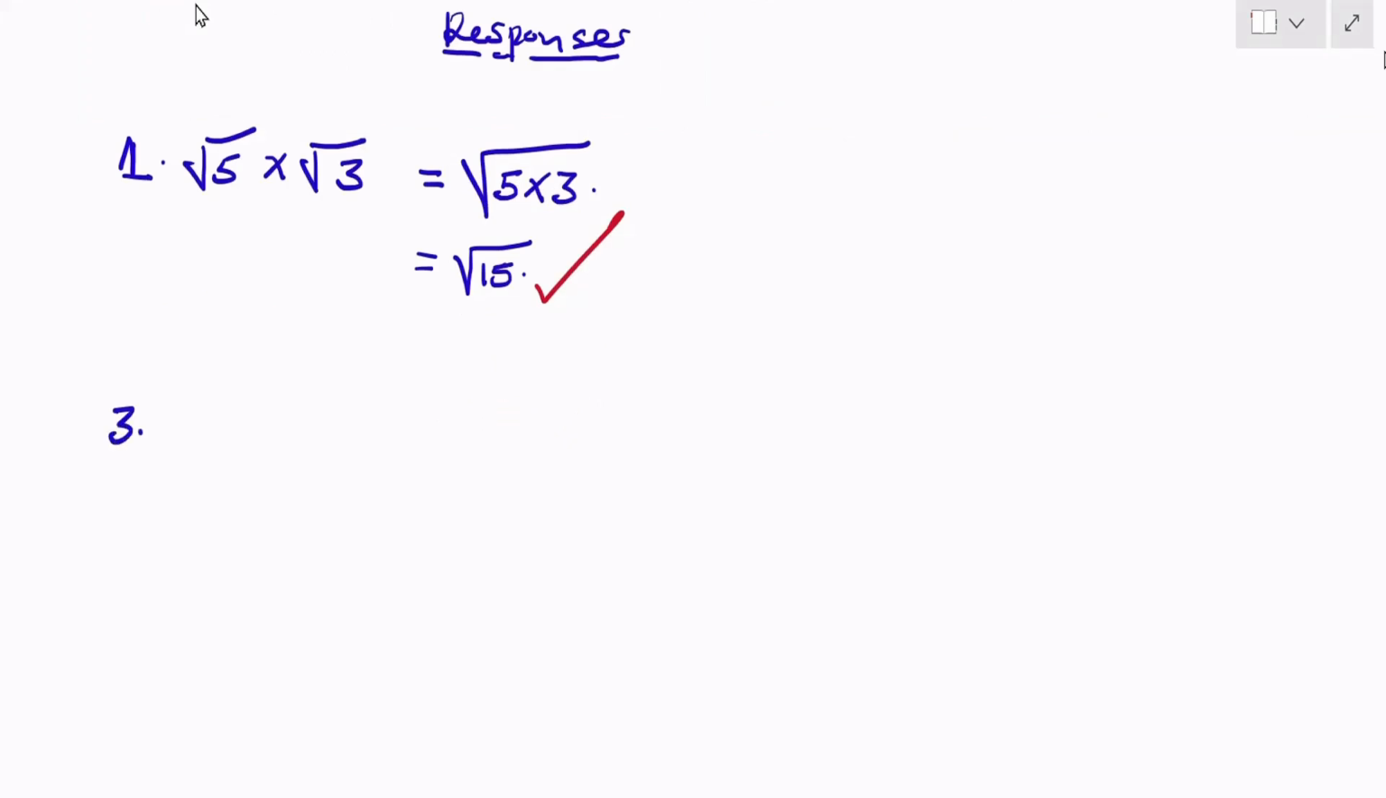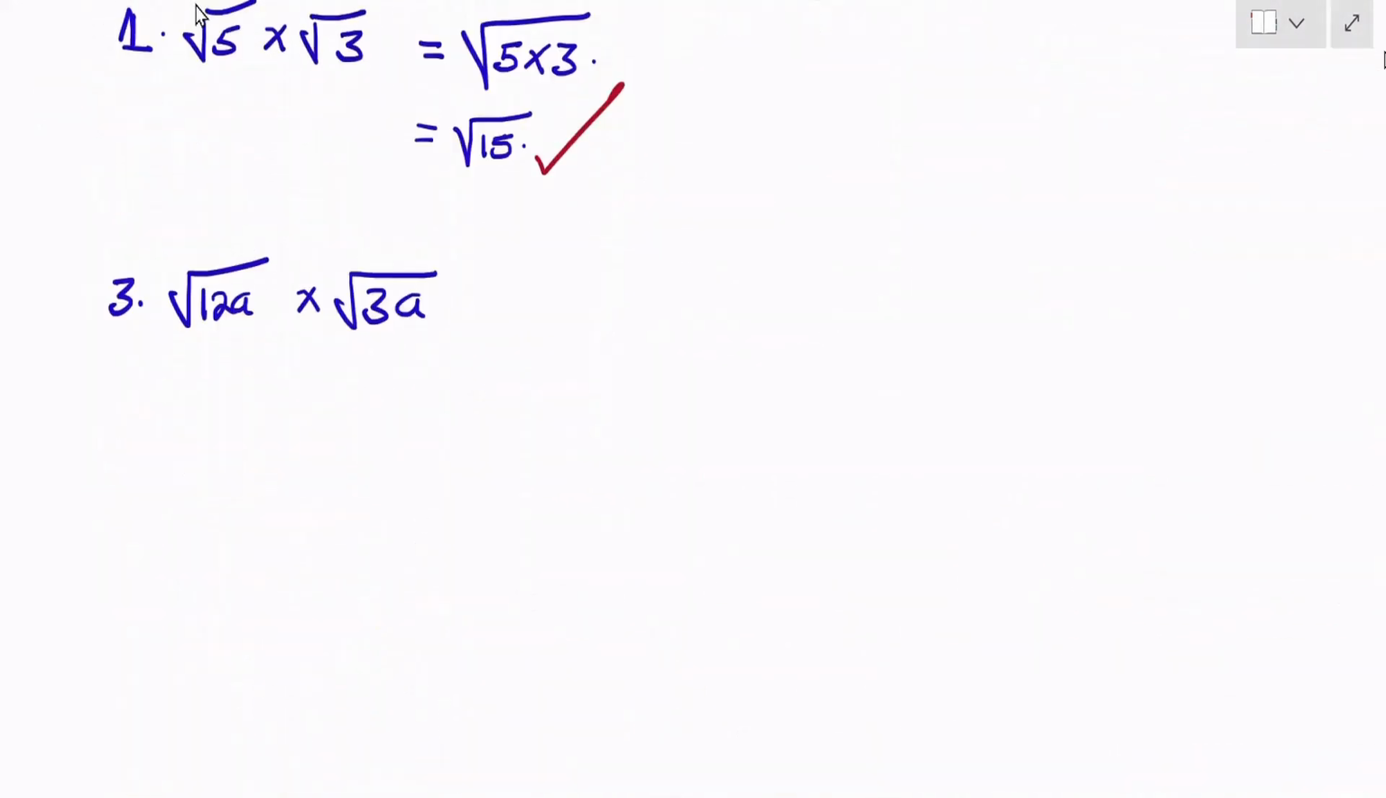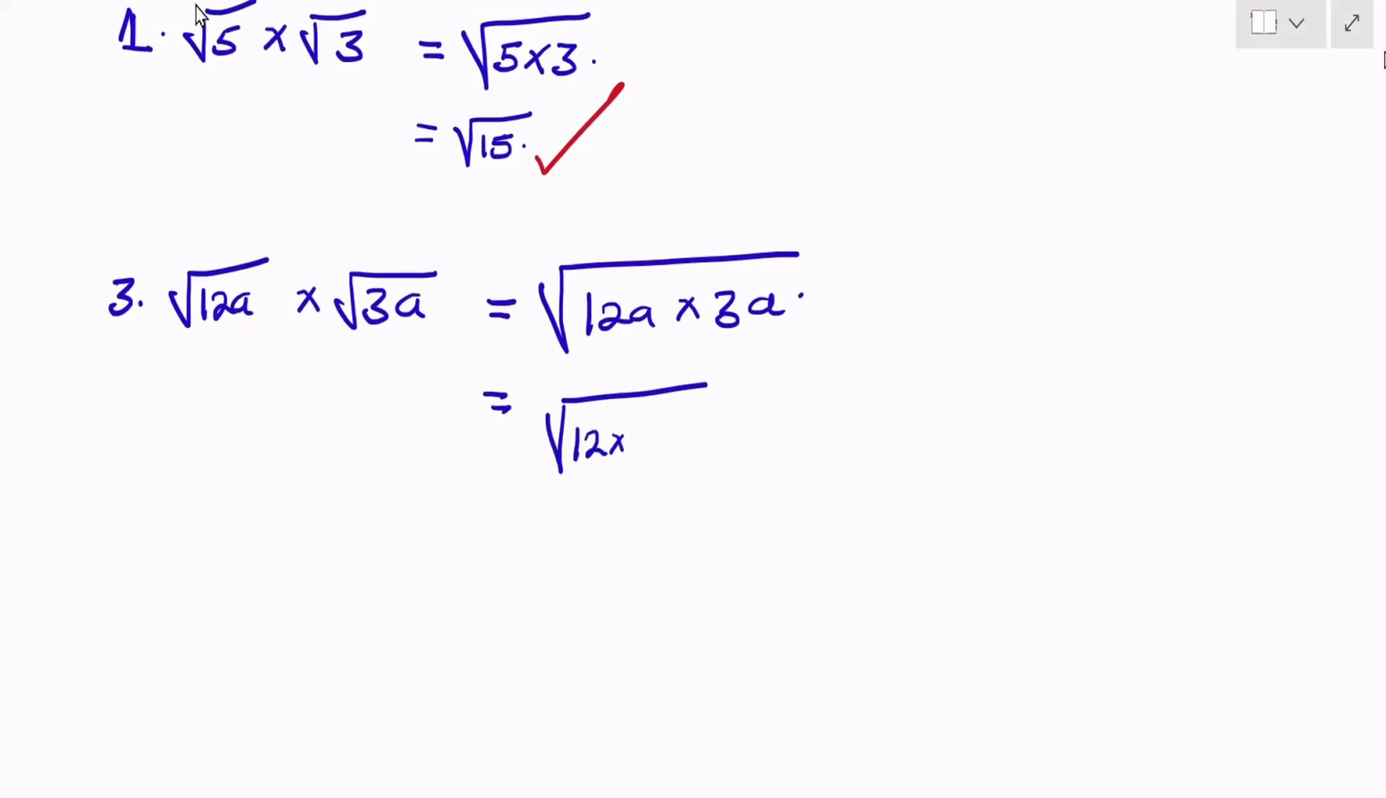Then let's go to number 3. We have the square root of 12a multiplied by the square root of 3a. So this is the same as putting the square root, then having 12a multiplied by 3a. Let's multiply the constants together. So this is the same as the square root of 12 times 3 times a squared. This is equal to the square root of 36a squared.